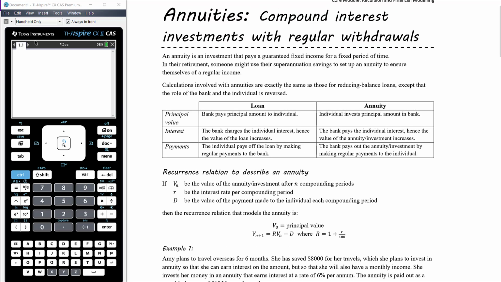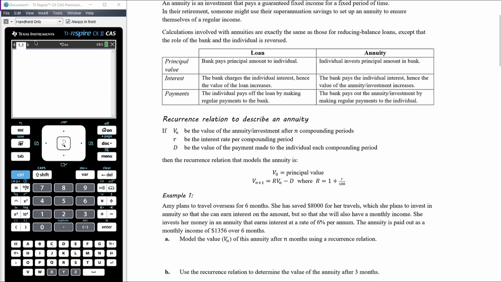These are essentially reducing balance loans in reverse. In the same way that we can work with a reducing balance loan using either a recurrence relation, an amortization table or a finance solver, those three things are also applicable in these situations. The recurrence relation is here, and it's exactly the same as the recurrence relation for a loan. It's just that the individual benefits as this grows, whereas in the case of a loan, the bank benefits as it grows. So it's just about where the benefit sits, but the recurrence relation is set up in exactly the same way.